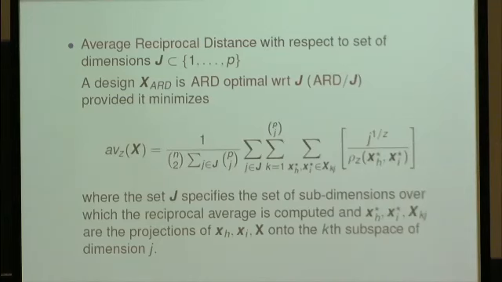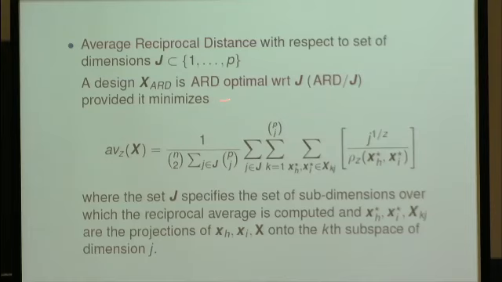Average reciprocal distance, here we have the reciprocal distance. Now I'm defining this average reciprocal distance over a set of dimensions. Various different speakers have talked about projecting down into smaller dimensions. So if we're thinking about a screening setting where possibly a few variables will be important, we want the design to be space-filling in those lower dimensions. So you can pick a set of dimensions that you're interested in, and then you can define this average reciprocal distance over that set of dimensions.